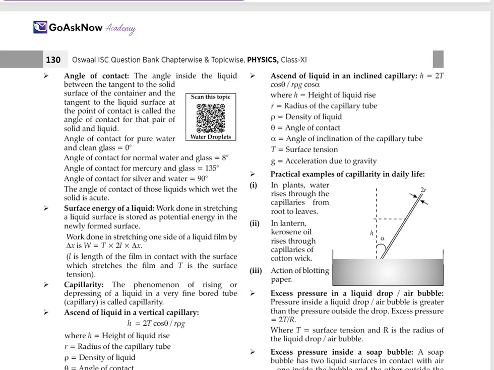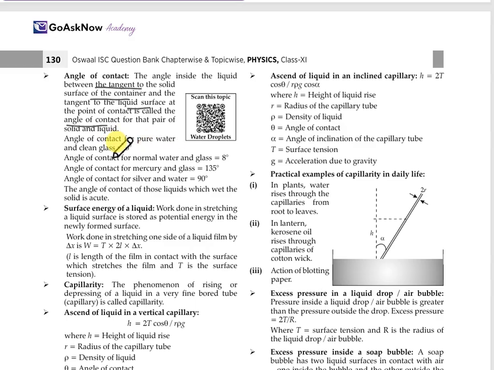Now, angle of contact. The angle inside the liquid between the tangent to the solid surface of the container and the tangent to the liquid surface at the point of contact is called the angle of contact. This particular angle between them is called the angle of contact.